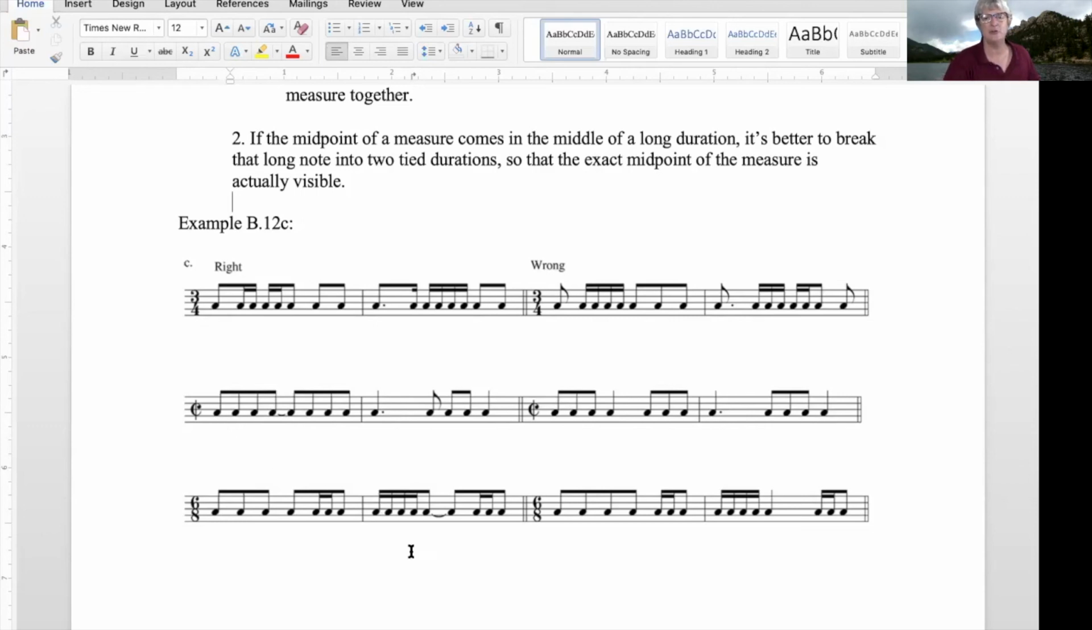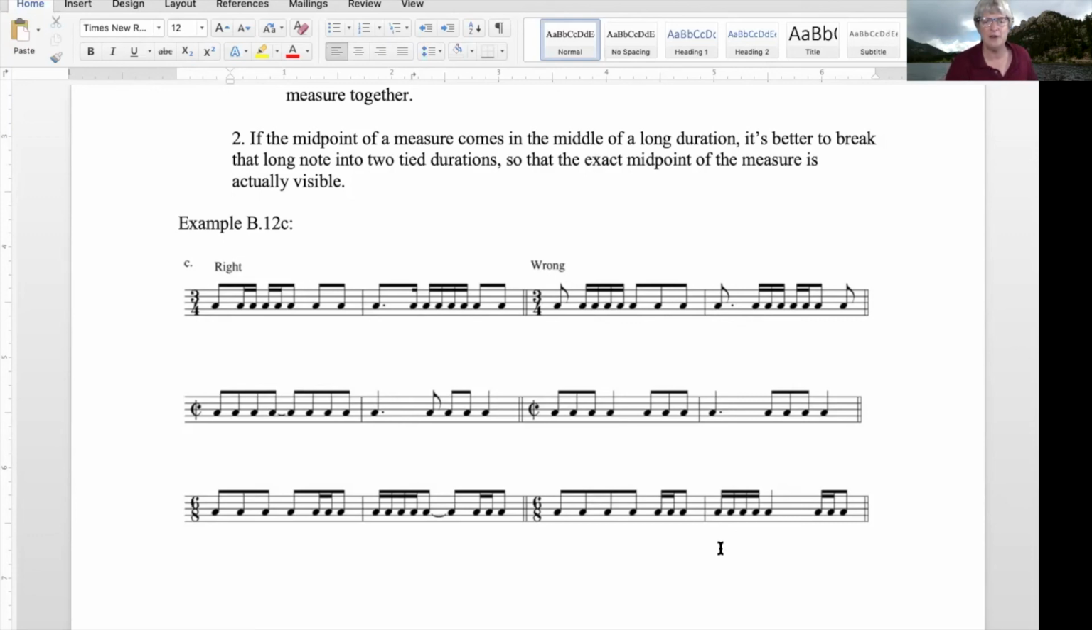The same thing is true in the 6/8 example. Here in the second measure, there is a note that's equivalent to a quarter note, but it also is divided into 2 eighth notes tied together so that we can see the midpoint of the measure and see where that big beat 2 comes. This notation of the same rhythm is not correct in a 6/8 rhythm, although it would be correct for 3/4.